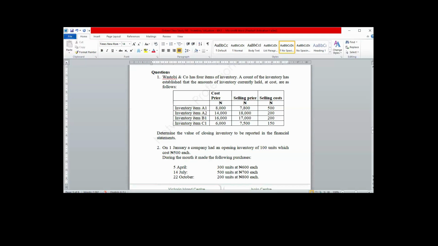Are you with me? Here we have item A1, item A2, we have inventory item C1, and we have inventory item C1. Determine the value of closing inventory. Closing inventory to be reported in the financial statement.